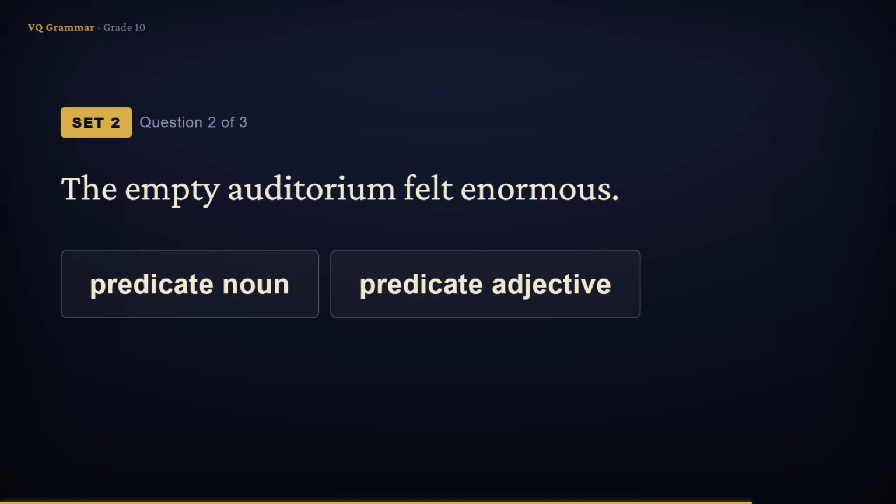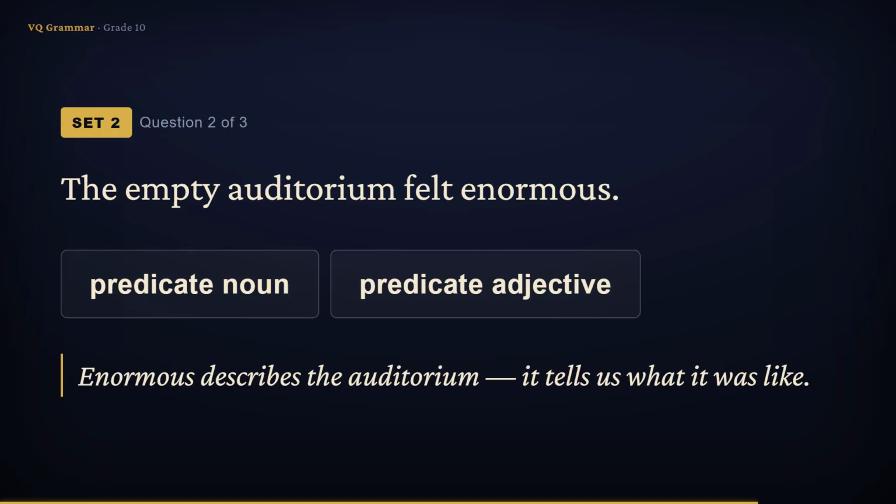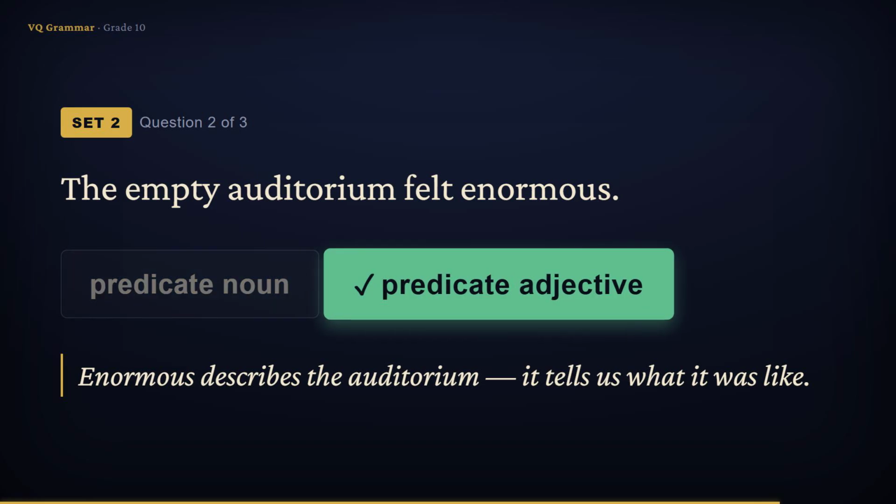The empty auditorium felt enormous. The linking verb is felt, and the word after it is enormous. Does enormous rename the auditorium or describe it? It describes it. It tells us what the room was like to stand in. So enormous is a predicate adjective.